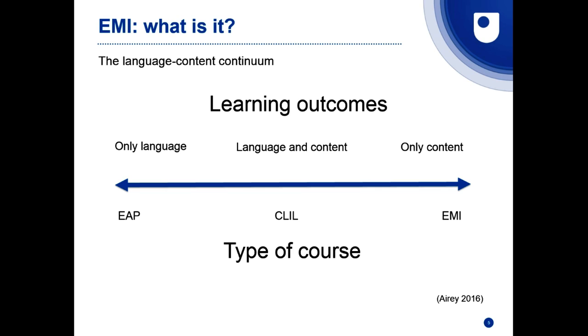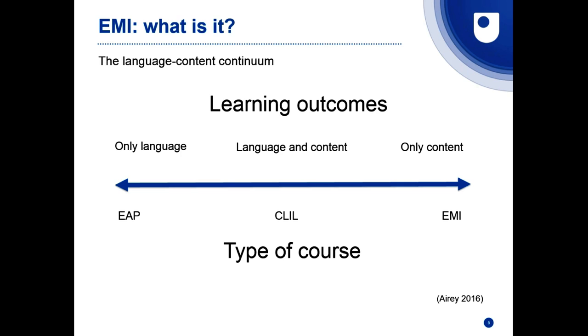The learning outcomes in an EMI course are only focused on content, whereas in CLIL courses, the learning outcomes are dual, so you're both taught language and content. In EMI courses, language is just a tool for delivering the course content, which might be physics or medicine or linguistics or really any type of course. And in CLIL, this is a pedagogical approach in and of itself, where there is a dual focus on learning language and learning content. Unlike EMI and EAP, where the E stands for English, CLIL doesn't actually specify that the language to be taught is English, but it's usually the case that it is English.